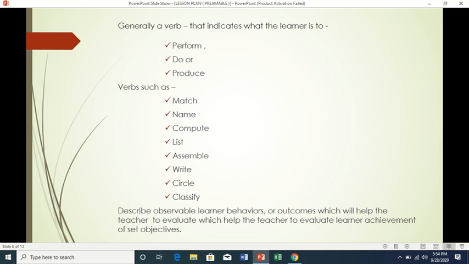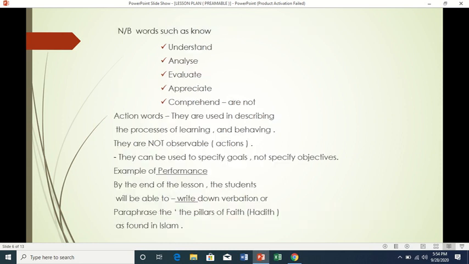And that is why always we have been taught that objectives are set in behavior terms or outcomes, which will help the teacher to evaluate learner achievement of the set objectives, or the objectives that have been set by the teacher.